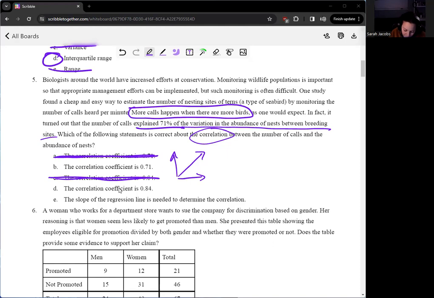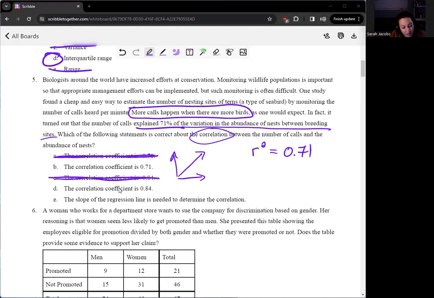Then, 71 and 84, how are those related? Maybe some of you are thinking, oh, the number of calls explained 71% of the variation. That is R squared. The percent of the variation explained in Y, explained by the variation in X, is R squared. So now we know that R squared is equal to 0.71.